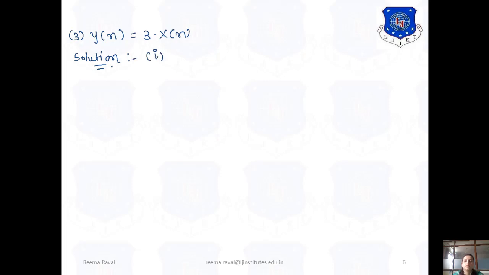First one, whether the system is static or dynamic. Here you have only x of n, that means it depends only on the present input. So this is called a static system.